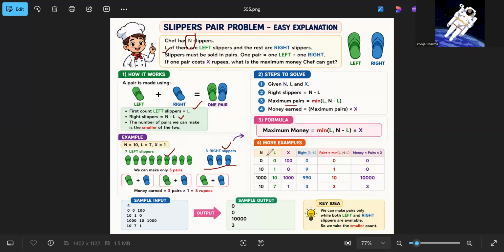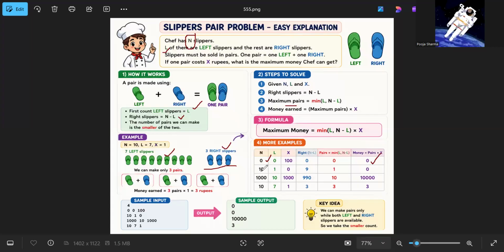Let's see. These are some inputs. So first, the value of n is 0. Right? So n is the total number of slippers. So they don't have any slippers. So since it's 0, the output money will be 0 itself. Right? There is no further discussion.